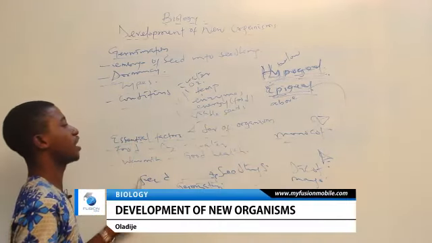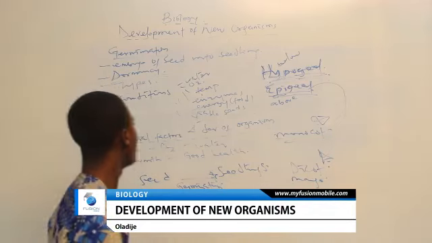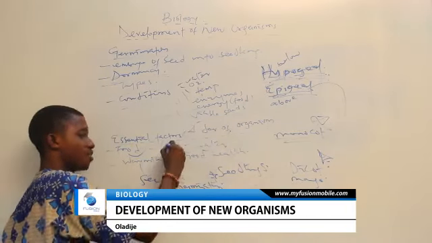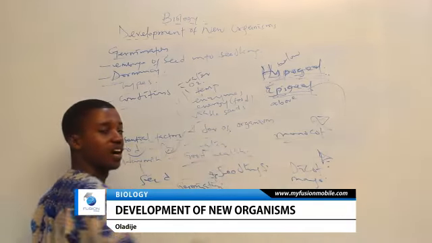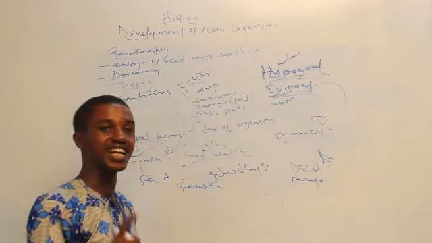Now, what are the essential factors for the development of organisms generally, whether plant or animal? Food must be there. Oxygen must be there. Water must be there. Warmth must be there. And good health. Health is wealth. Health must be maintained and guaranteed.